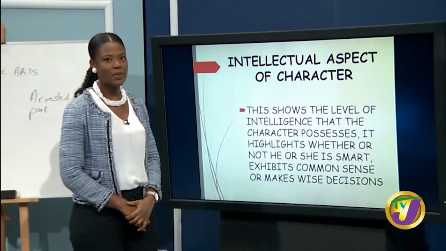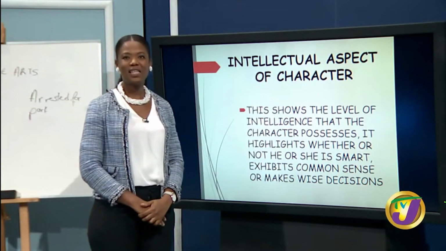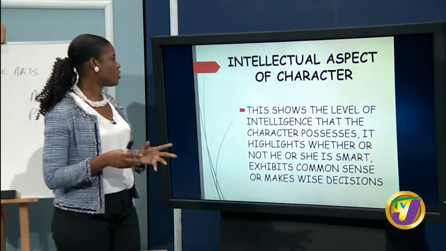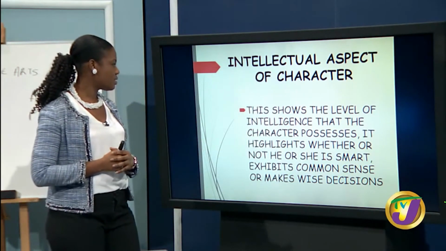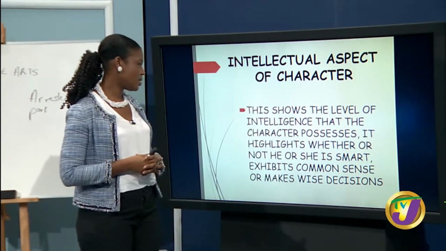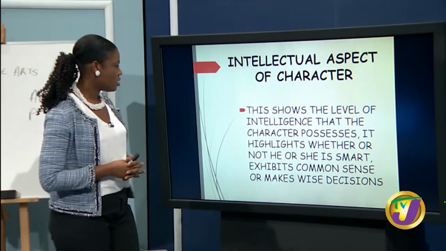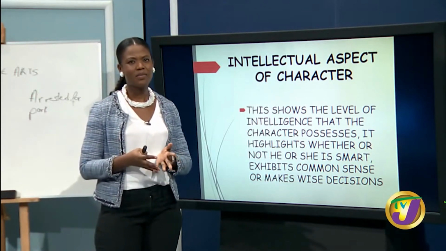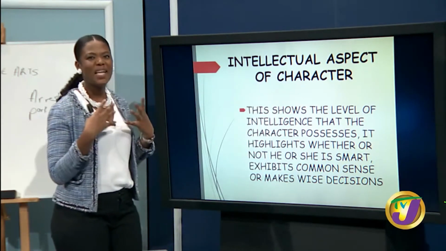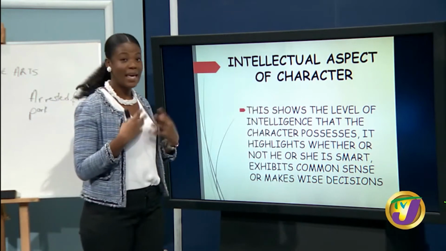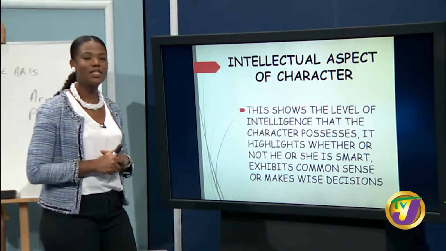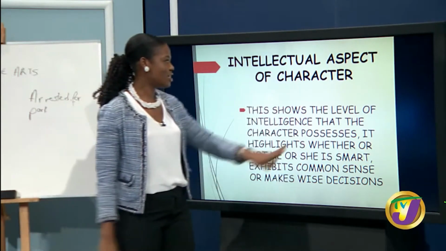The intellectual aspect of the character now, the level of intelligence. Does this character make wise decisions? It shows the level of intelligence that the character possesses. It highlights whether or not he or she is smart, exhibits common sense, or makes wise decisions. So is the character bright? Is he or she slow? Does this character have mental issues? Do they have ADHD or those other conditions? You know, that area would take care of the intellectual.